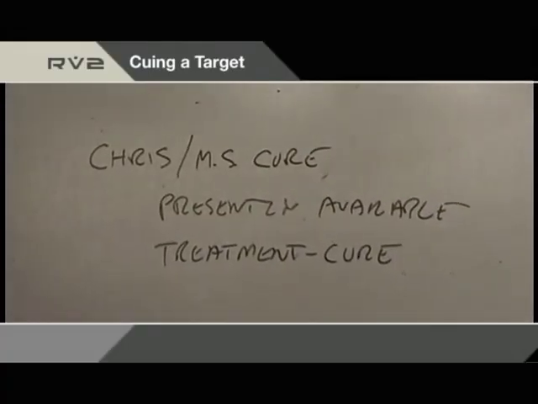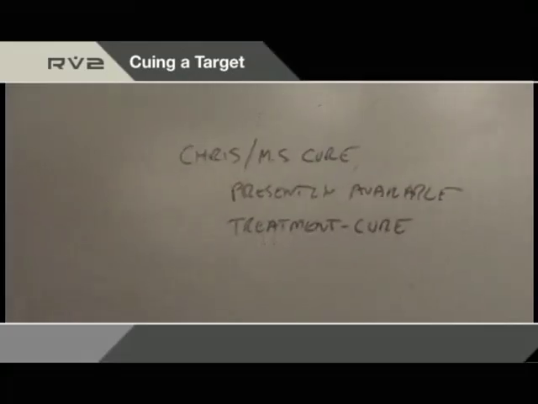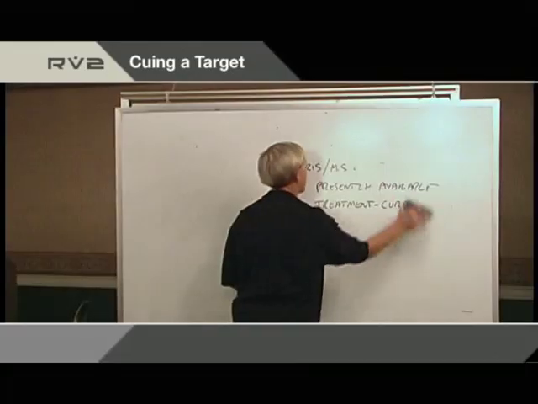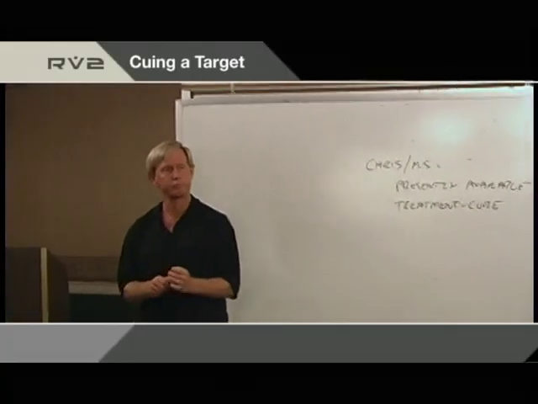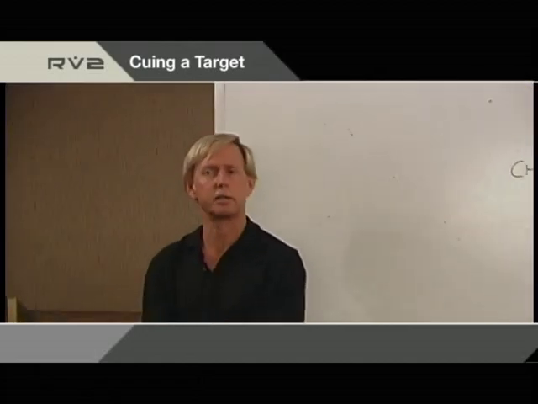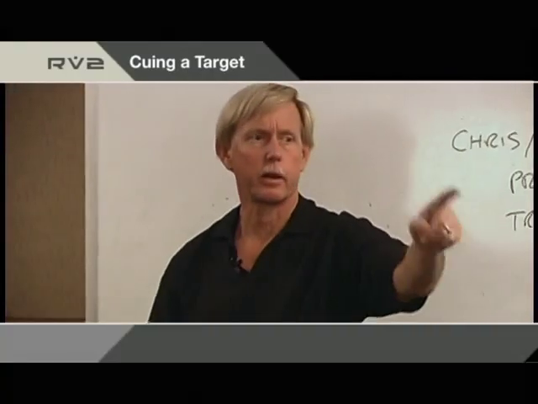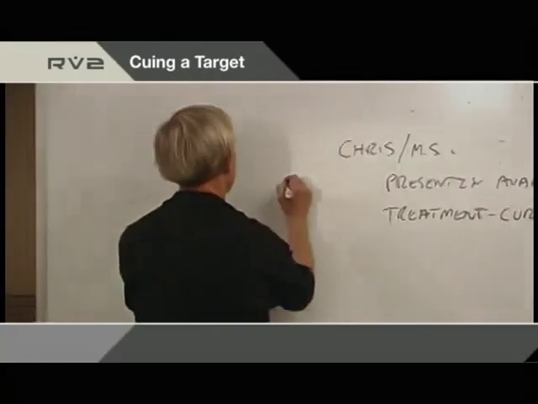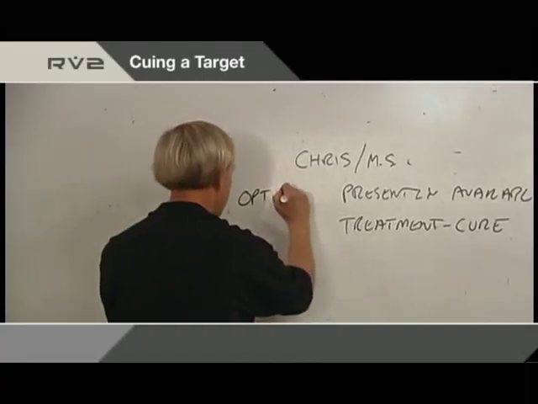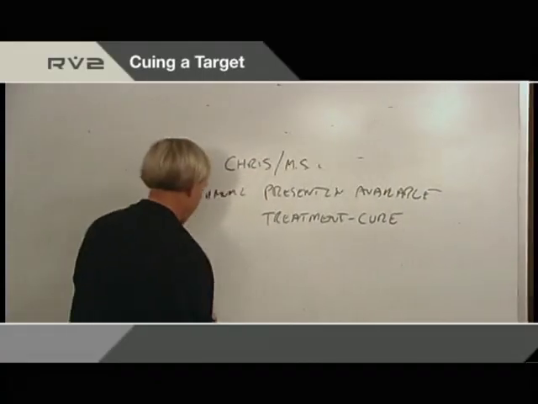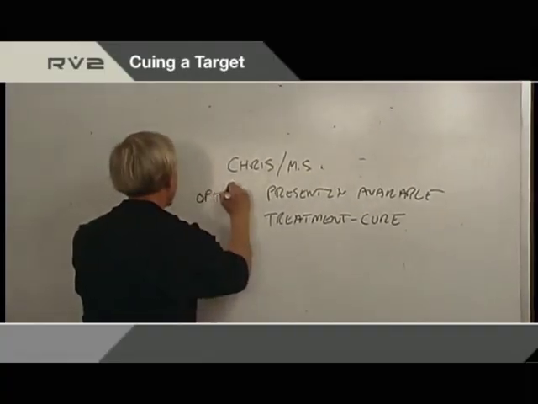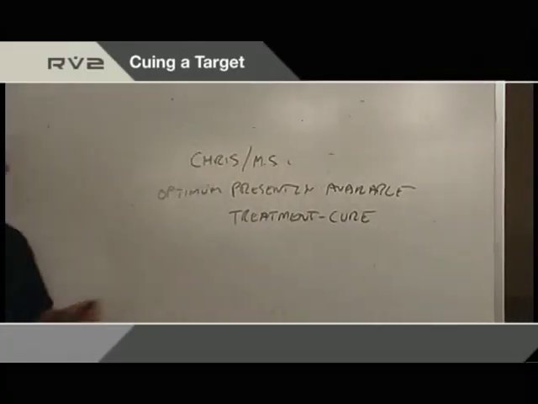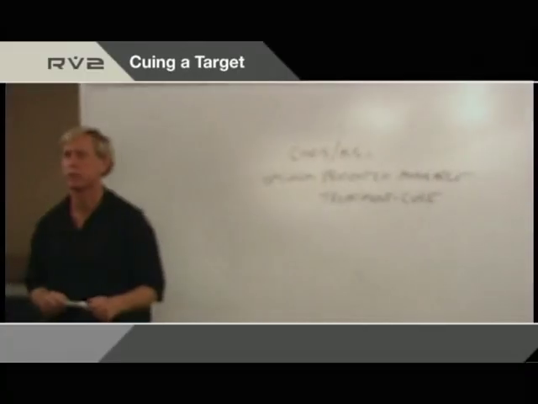Okay? Now we're starting to cook. Chris, multiple sclerosis, the condition, presently available treatment or cure. There's still one more thing that might be wrong with this cue. Anybody know what it is? It's subtle. Good. There you go. That's one more. The superlative. Yep. Optimum presently available treatment cure. Is there anything else? It's very subtle, but it's very important.